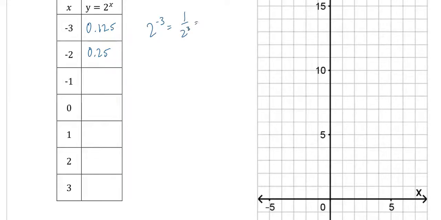And so this is 2 to the negative 1, which is a half, so 0.5. 2 to the 0, again, we talked about this yesterday, is 1. 2 to the 1 is 2. 2 squared is 4. 2 to the 3, or 2 cubed, is 8. So 1 over 8, 1 over 4, 1 over 2, 1, 2, 4, 8. Same as what we saw yesterday.